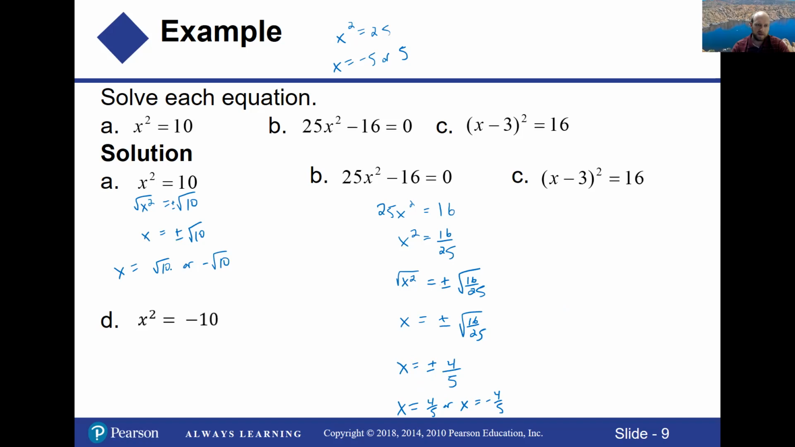Okay, so if you graphed this quadratic, you would have a parabola that crosses at 4/5 and -4/5. Same thing with this one. You'd have a parabola that crosses at the square root of 10 and negative square root of 10.